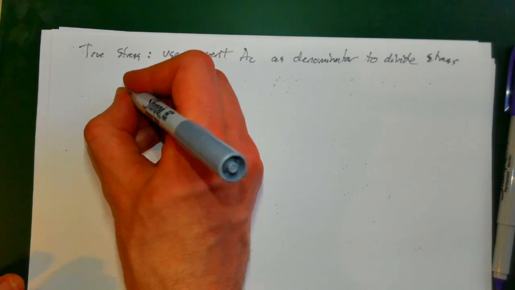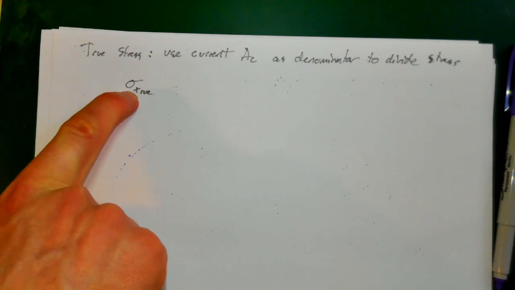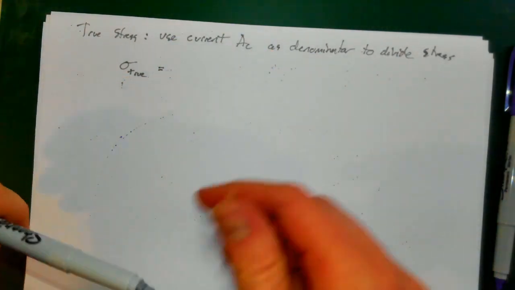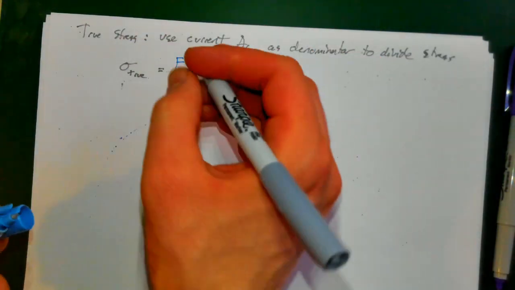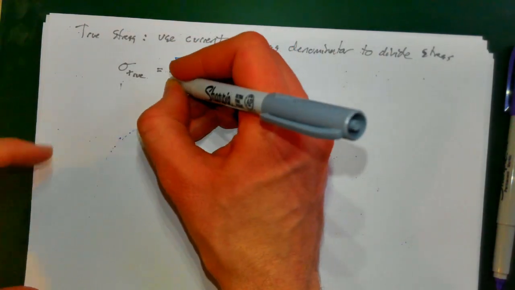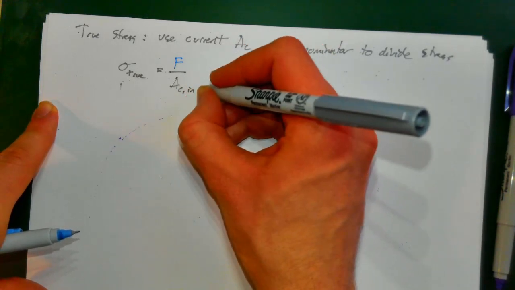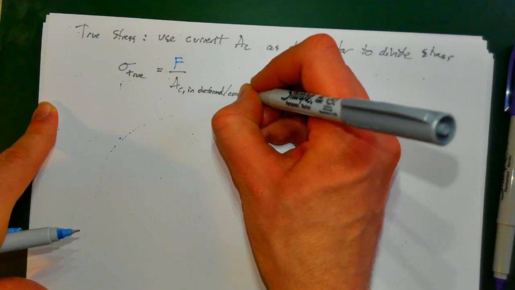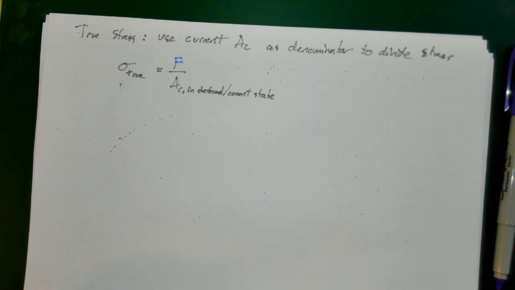So what does it mean? Again, we use the Greek letter sigma to signify stresses. True stress would basically be whatever force I was using, divided by the current cross-sectional area, A_c, in the deformed or current state. So that's basically what's used for true stress.